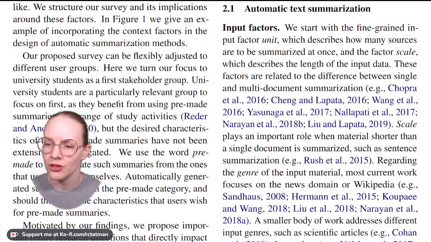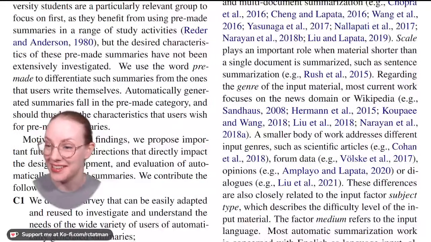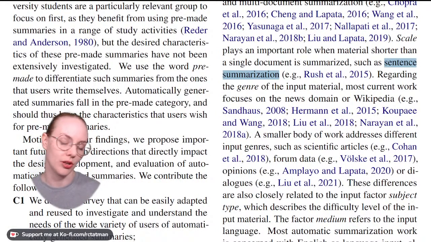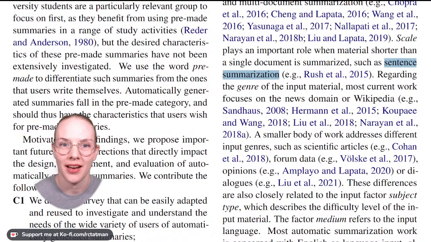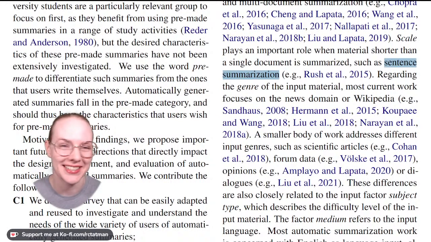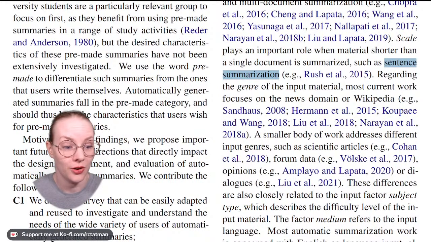These factors are related to the difference between single and multi-document summarization. A lot of citations, if any of you are interested in finding out more. Scale plays an important role when material shorter than a single document is summarized, such as sentence summarization. I did not know that that was a task, but some of you may know that my undergraduate is in linguistics and English literature, and I took a lot of coursework in Victorian literature. And in that context, sentence summarization sounds like a great idea and very helpful. Regarding the genre, I can also see this for text simplification, for things like writing for children or a lower grade level, or non-native speakers of a given language. So I just didn't know it was a task. Today I learned.